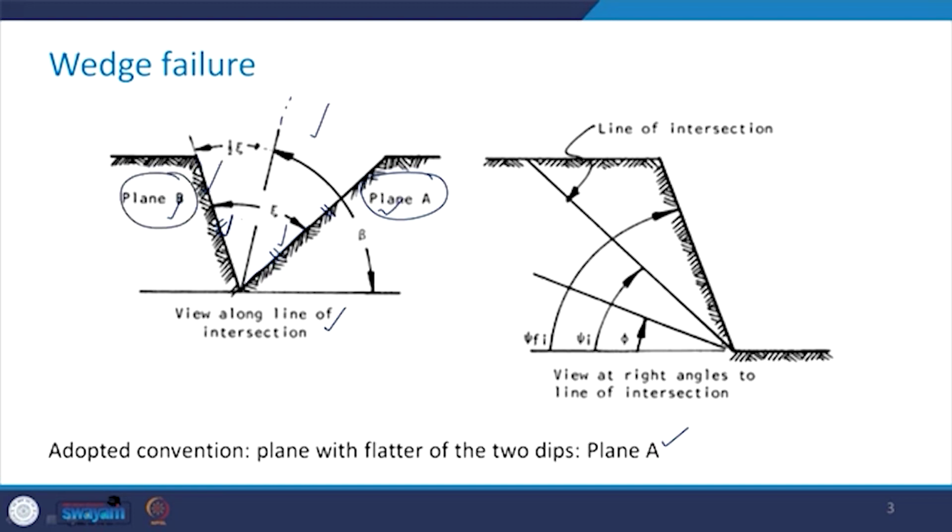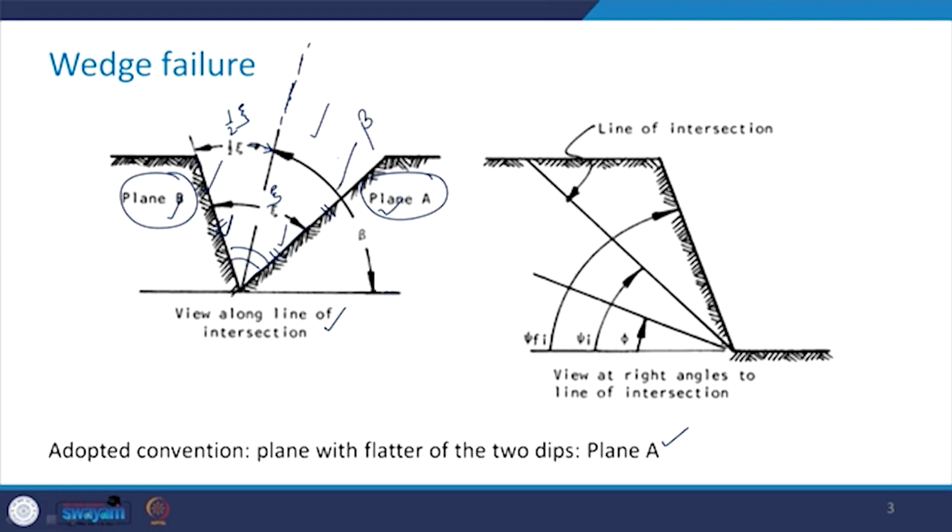Whatever this angle is, it is represented as zeta. This is the angle bisector of this angle zeta, and therefore this angle is half of zeta. The angle from this angle bisector to this horizontal line is represented by angle beta.